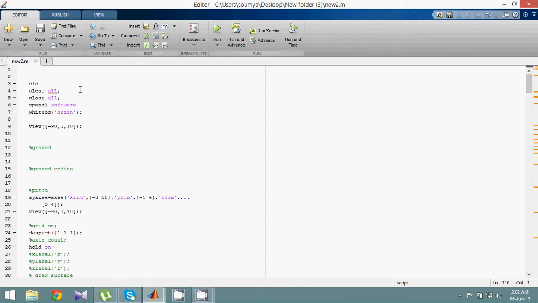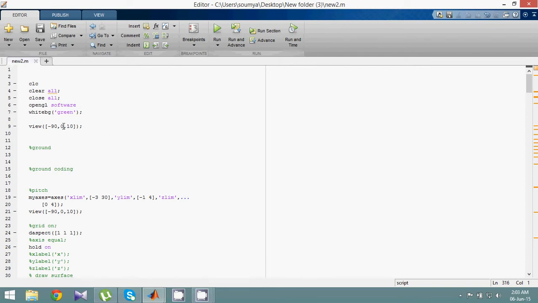What I did first is use the OpenGL function to get the maximum resolution for graphics, and then I used a white background to green to make the background green. Then I used another function, view, which gives us the 3D view. Here the values are -90, 0, 10, which means the X, Y, and Z position in the monitor.